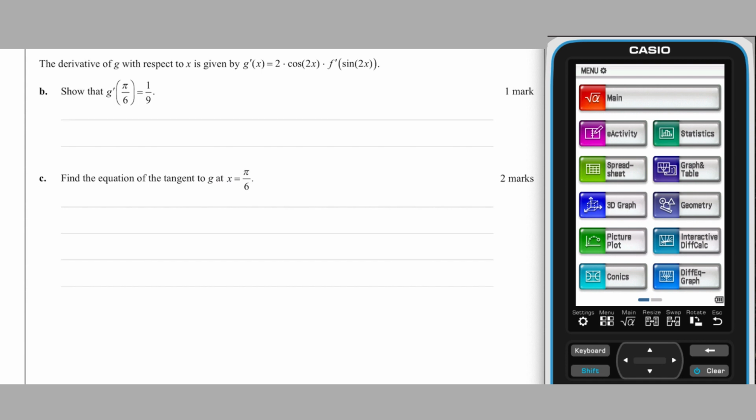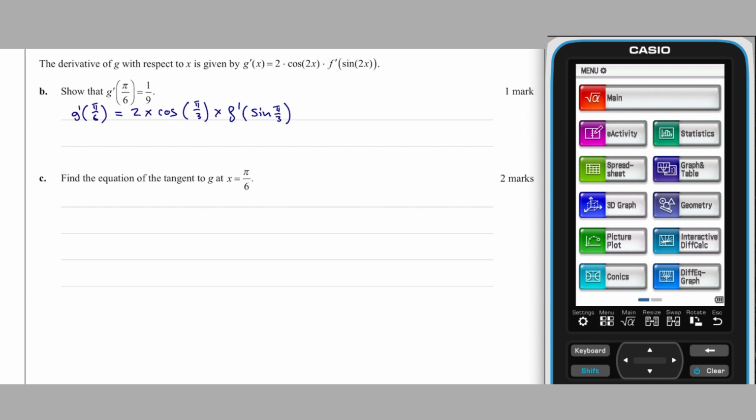Part B. Using the derivative function g-dash x with which we've been provided, we need to show that g-dash pi on 6 equals 1 on 9. To do this, it is best to substitute pi on 6 into g-dash x and then show the simplifications that lead to this result. This substitution means that g-dash pi on 6 equals 2 times cosine pi on 3 times f-dash sine pi on 3.